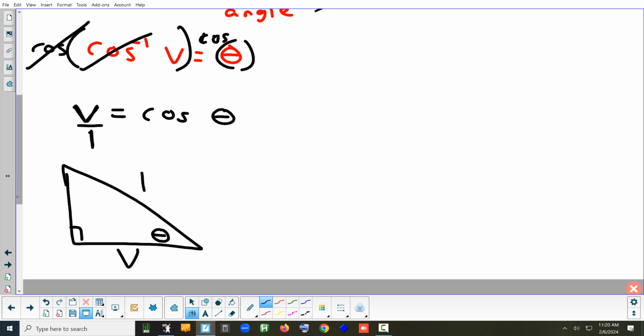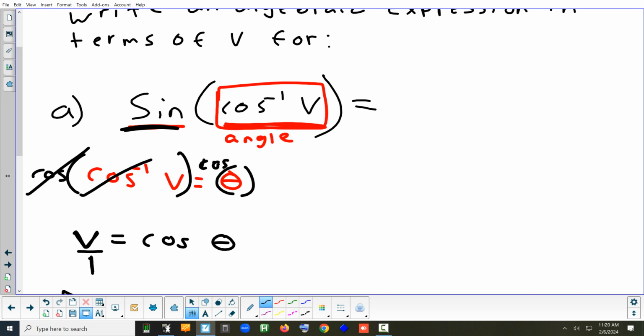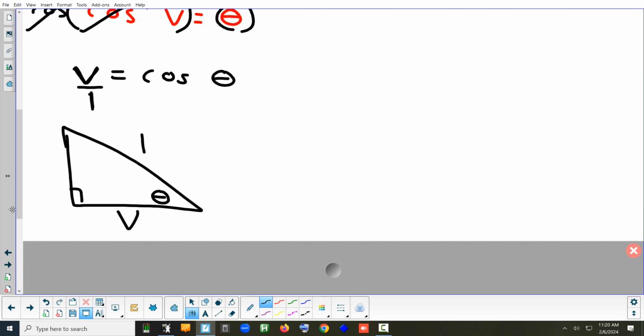Now we have to go back and look at what do they want to know about this picture. They want the sine of the picture that we just drew. Well, what's the definition of sine? Opposite over hypotenuse. Do we know the opposite? No, so we need to find it. We can temporarily call it x. But how can we actually find what it is in terms of these other two sides?